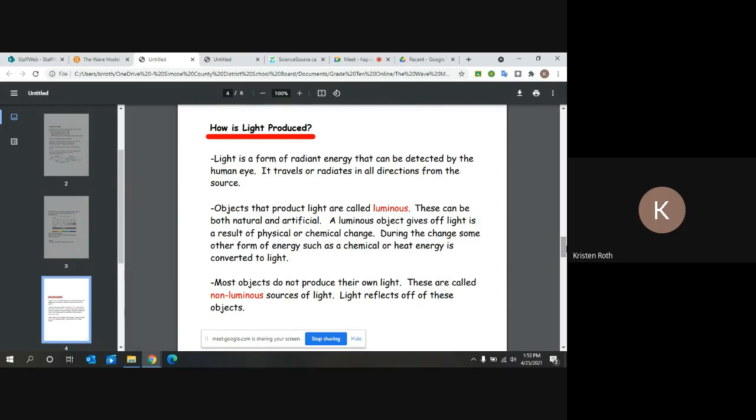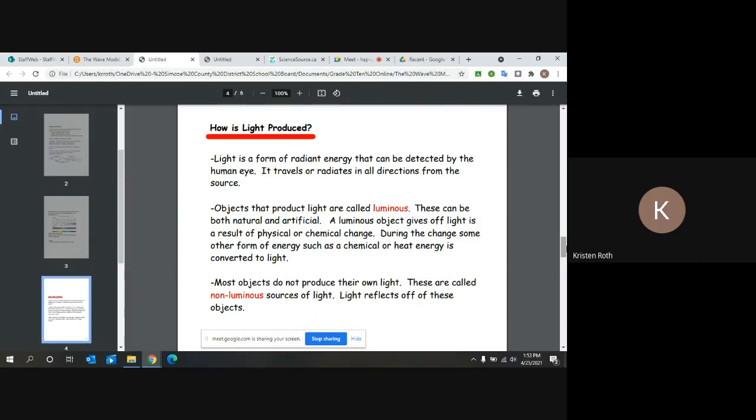They're all energies. So light is energy, but visible light is the only one we can see. I want you to just wrap your head around that. The electromagnetic spectrum is the wide variety of energies out there. Visible light is the one that we can see. It travels or radiates in all directions from the source. We're going to look at more examples of that later.